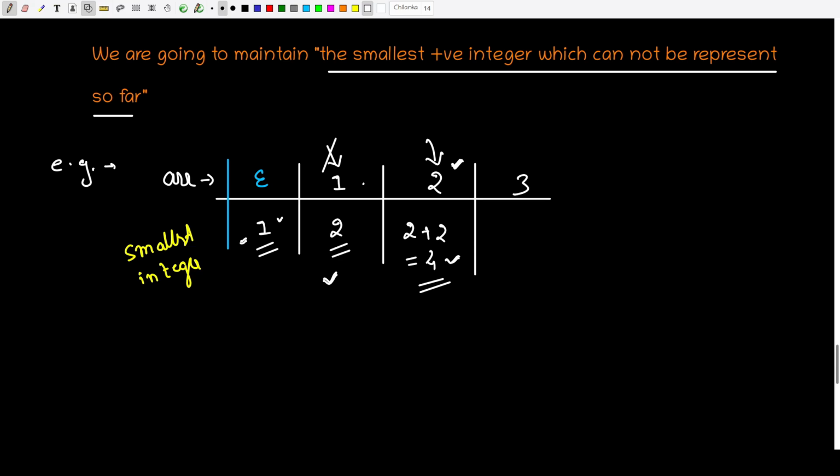And remember, this 1 plus 1 is something which we are already maintaining over here. So the same effect can be obtained by 2 plus 2 as well. So that is equal to 4. Now let us proceed forward.